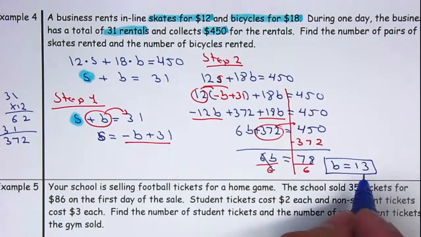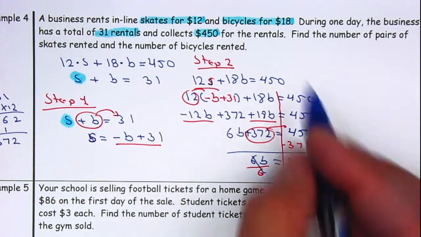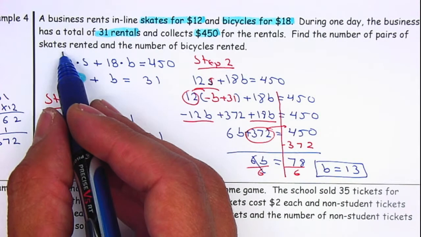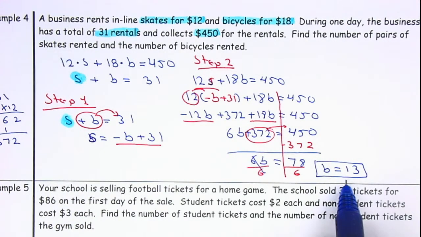Now, those are the number of bicycles. Let's go and see what they ask. Find the number of pairs of skates rentals and the number of bicycles. So if we find the number of bicycles, now we need to be able to find the number of skates.